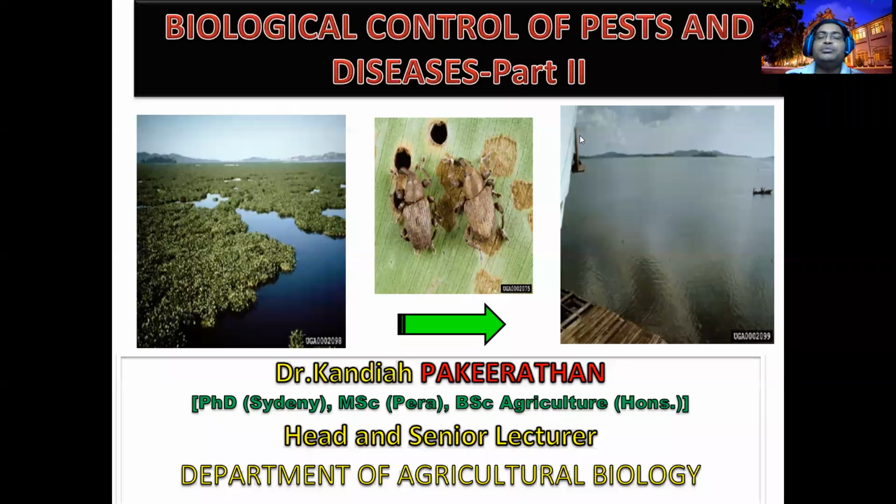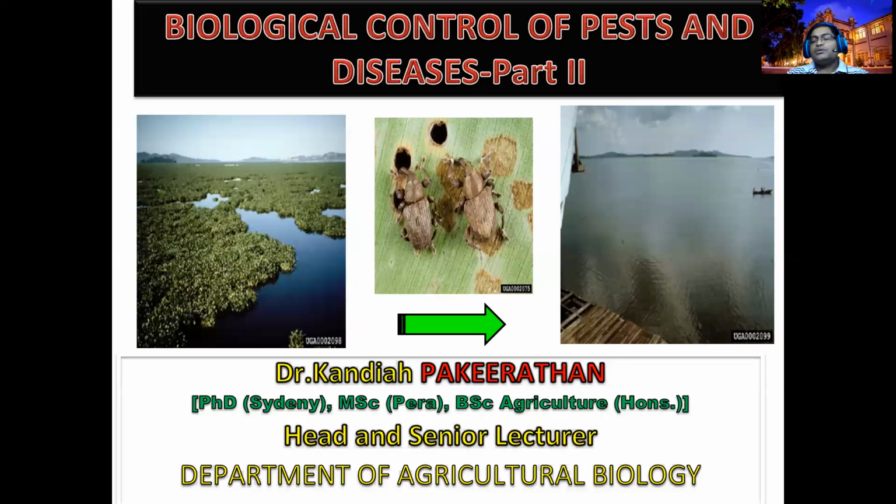Today we are going to continue with the second part of the biological control of pest and disease. In the last class, we were discussing what is actually meant by biological control, what the importance of biological control is, and what the advantages and disadvantages of biological control are when compared with chemical control. We also discussed the different categories of biological control agents you can use, predators and parasitoids.